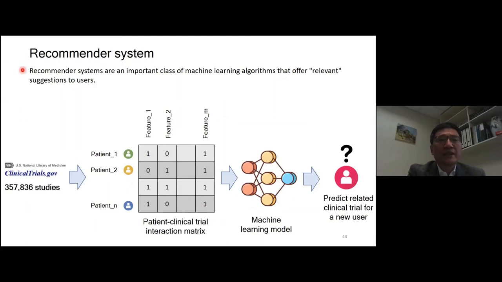And this is the recommender system. These are an important class of machine learning that offer relevant suggestions to users. So based on, for example, clinical trial center data, you can select appropriate patients. So this is the patient clinical trial interaction matrix. We build up this matrix to train the machine, the machine learning model, and then we can predict the related clinical trials for a new user.